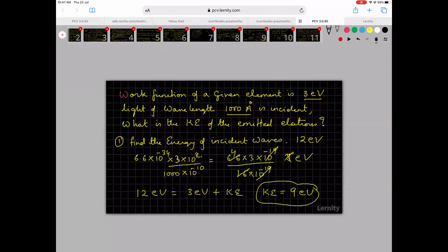Yeah. So this is the basis for all calculations. So we will get a lot of questions of this kind. Please make sure that you are understanding.